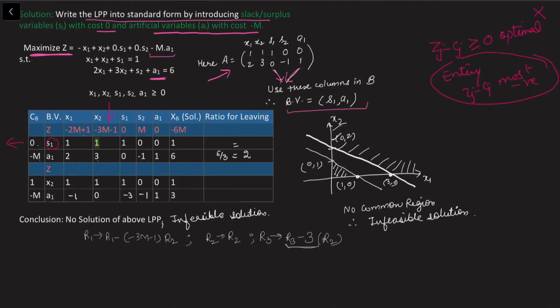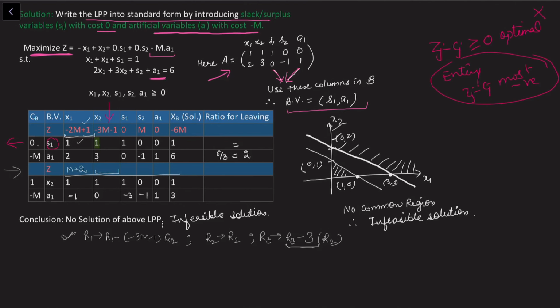Let us now calculate the Zj minus Cj row of the second table. The first entry that I want to write here is minus 2M plus 1: the previous minus 3M minus 1 with the help of R2. R2 here is 1. So this gives me the value M, and this is minus plus 1, so that is plus 2. So this value is M plus 2.